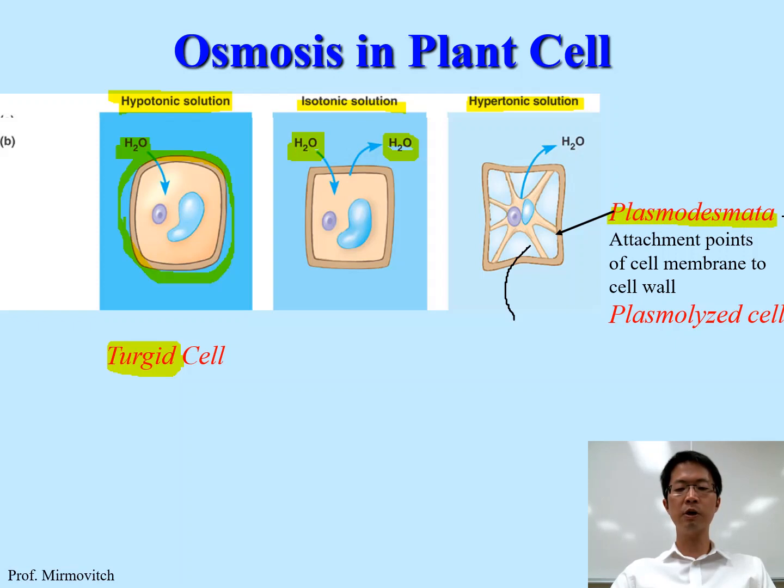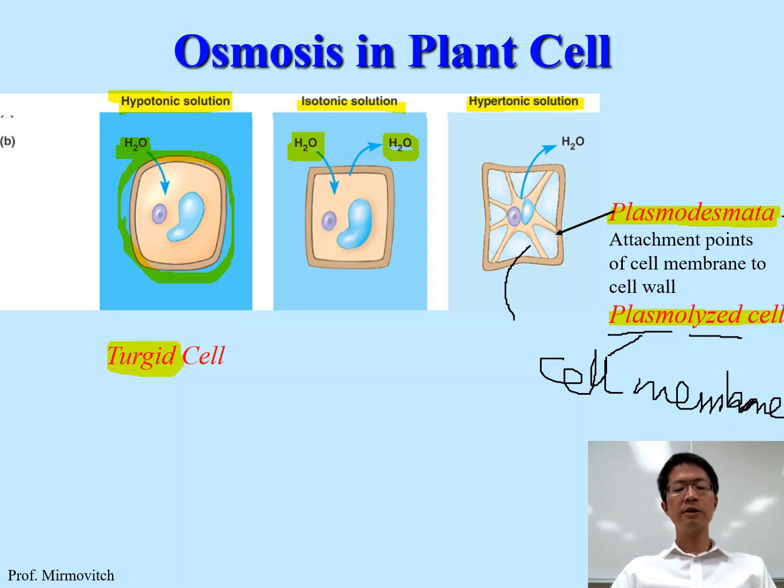The attachment point we call plasmodesmata. They are the attachment points of the cell membrane to the cell wall. We call it a plasmolysed cell or plasmolysis. Lyse, again, means break down. Plasmo means the cell membrane. It means the cell membrane got detached from the cell wall.